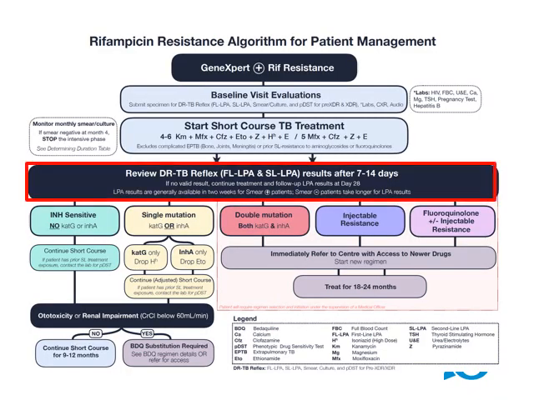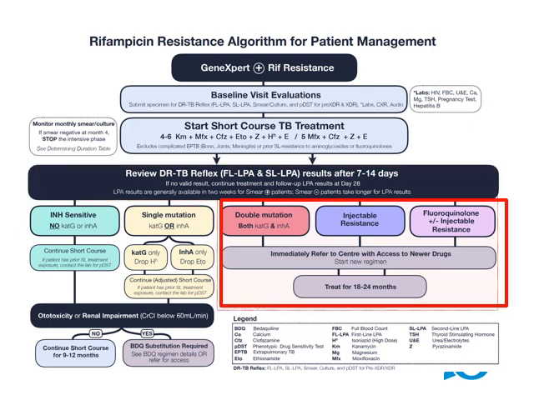If you look at our algorithm, this means that when we get our DRTB reflex back and we find that there's either the double mutation, or there's resistance to our injectables, or there's resistance to our fluoroquinolones, remember, we're now talking about definitions for pre-XDR and XDR, they're going to be referred for a modified regimen and treated for a much longer period of time.